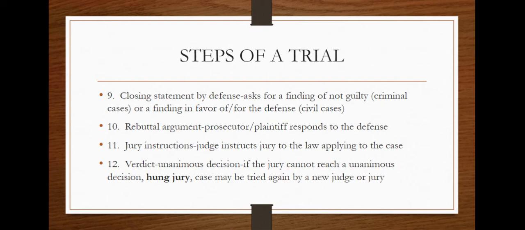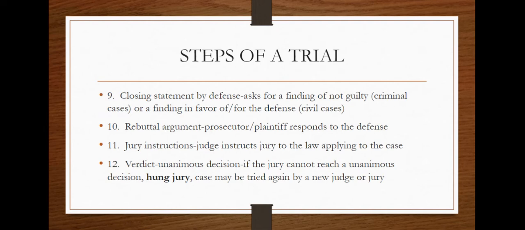Now, in criminal cases, it has to be unanimous. All right, in civil cases, it does not. But in criminal cases, it has to be unanimous. If the jury cannot reach a unanimous decision, it's considered a hung jury. The case could be tried again with a new judge or jury, or depending on how serious it is, depending on if this is the second or third time that there's been a hung jury, the case could also just simply get thrown out. Okay?